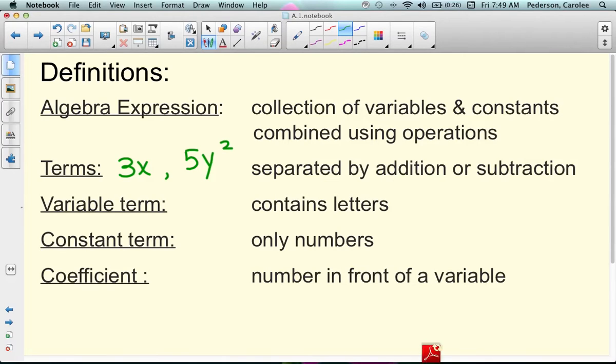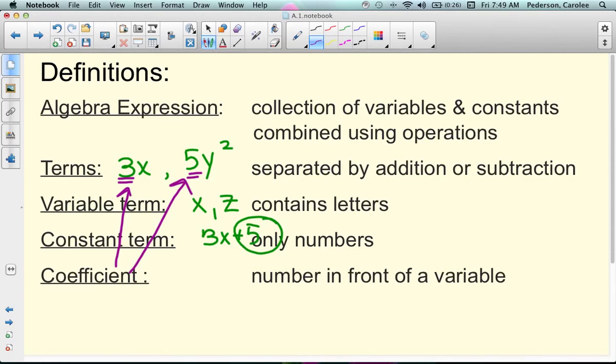A variable contains letters. So an example would be like x is a variable, or the letter z. A constant only has the number. So if you had an expression like 3x plus 5, the 5 would be the constant. Coefficients are the numbers in front of the variable. So an example would be like 3 and 5 are coefficients in those terms.